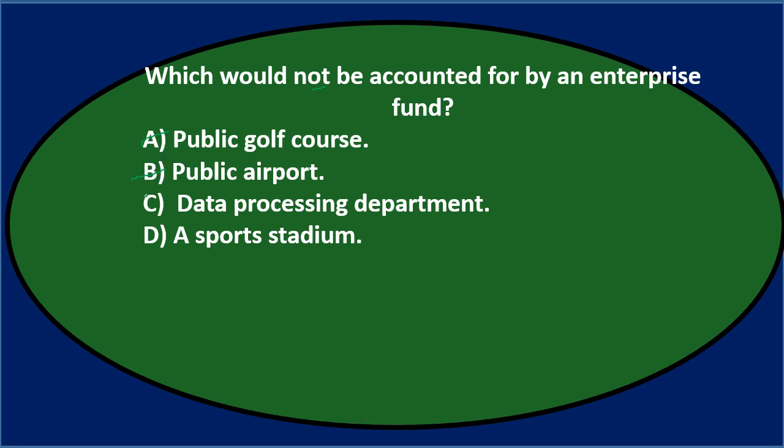And C says data processing department. The fact that it's a department means that you would think it would be internal in some way, and if it was run by any proprietary fund, then probably not the enterprise fund, but some type of internal service fund. So I would think C sounds somewhat reasonable. D says a sports stadium, and clearly you don't usually make a sports stadium just for internal governmental employees. Most of the people in the sports stadium are probably outside of the government. So you would think that would be an enterprise fund. So the final answer seems C. Which would not be accounted for by an enterprise fund? C, data processing department.